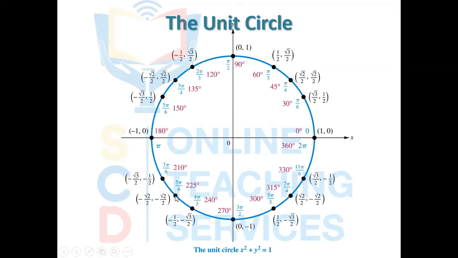And then you have pi all over 4. And then you have 3 pi all over 2. And then we have 7 pi all over 4. And then you go back again to 2 pi. Right? So that is if the partitions is equivalent to 8 partitions.